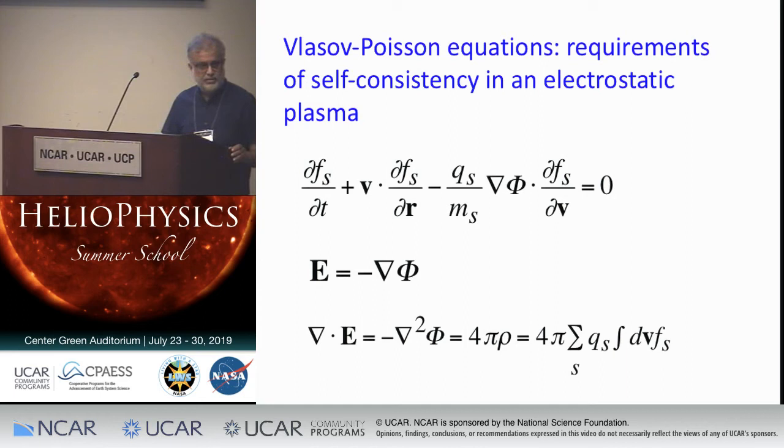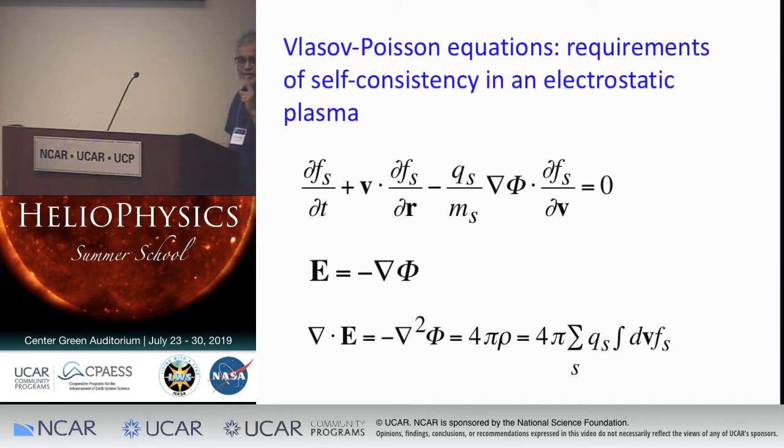That's del dot E, which becomes minus del squared phi, which is equal to the charge. And the charge is now, by integration, the number density multiplied by q_s. So that gives you the charge density contribution, and you sum over the species. Now you begin to see what I was saying to you earlier.